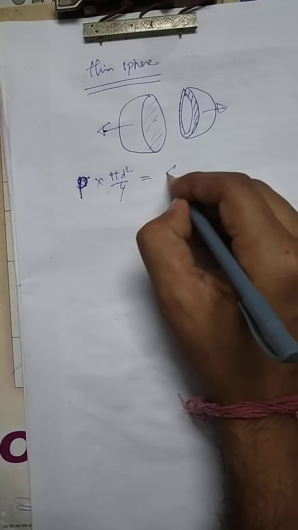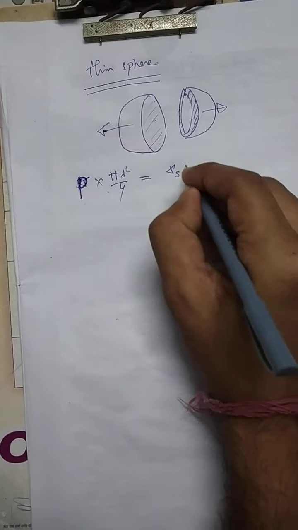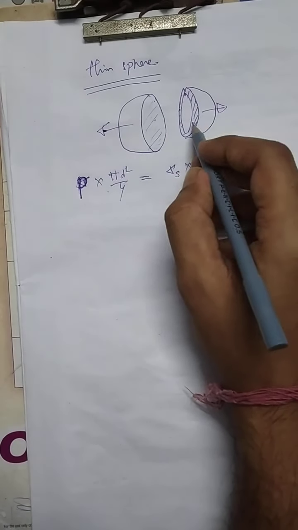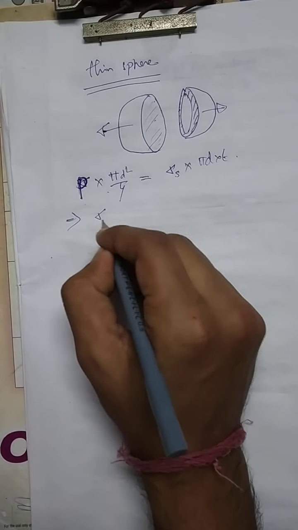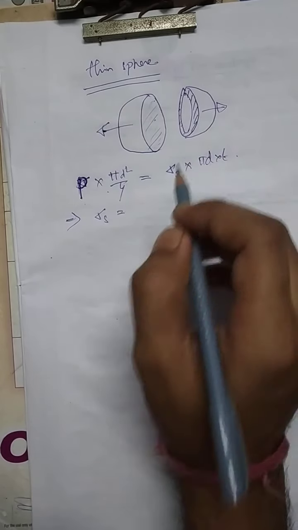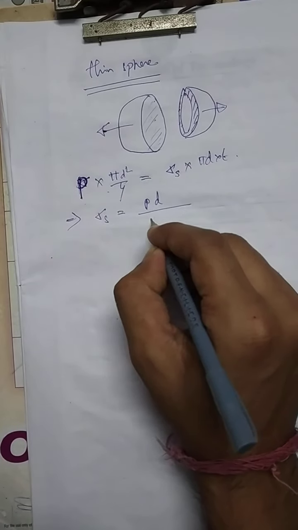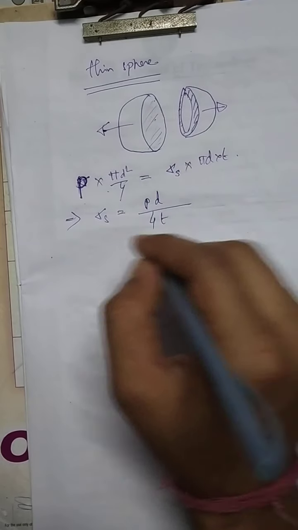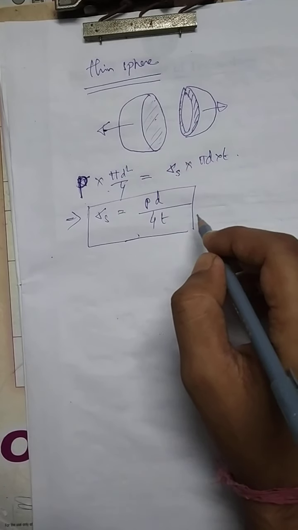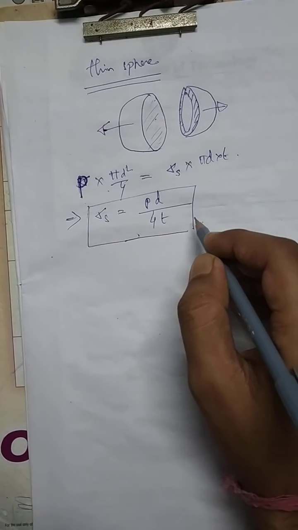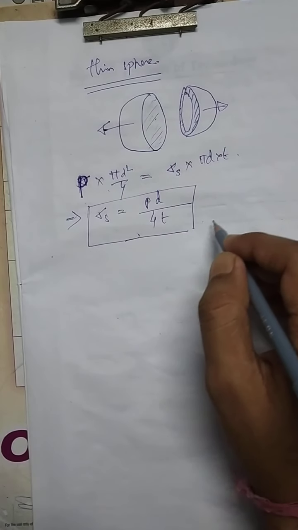So if the stress generated is sigma in case of a sphere, then sigma into pi d into t, or from here the stress generated on the sphere wall will be P d by 4 t, which is lesser or similar to when we are talking about longitudinal stress or circumferential joint.